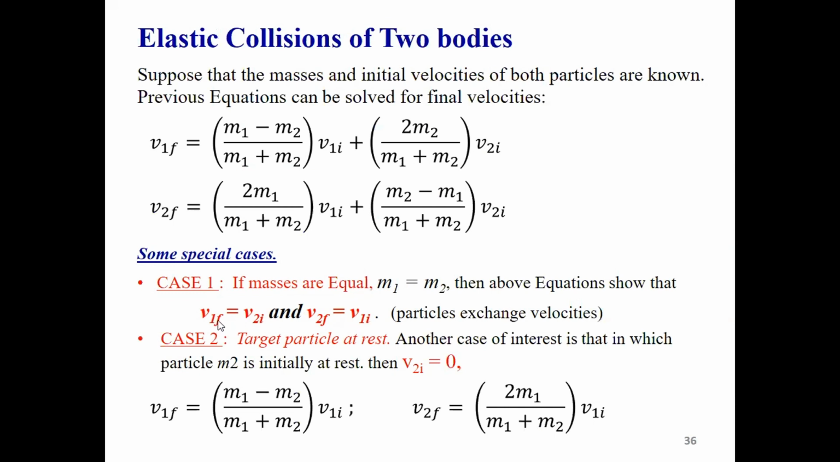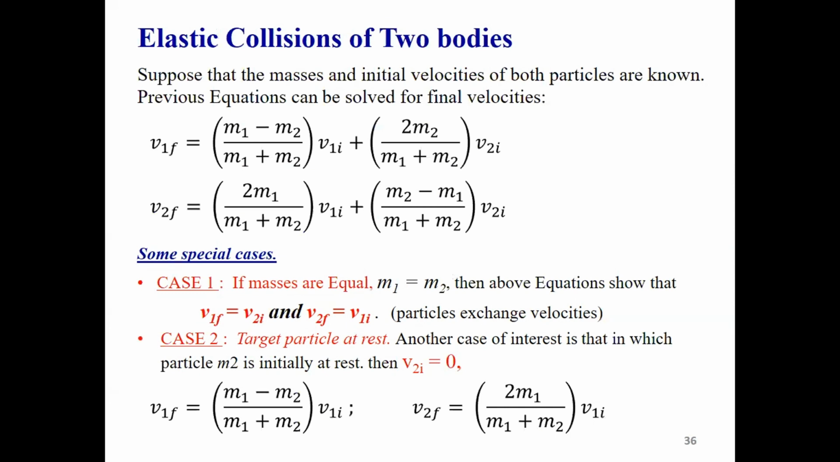Look at this. This is the final velocity of the first particle. It is the initial velocity of the second particle. And the final velocity of the second particle will become the initial velocity of particle number one. So particles exchange velocities. When the masses are equal, after the collision, the particles exchange velocities. This is a special case for the elastic collision of two bodies.